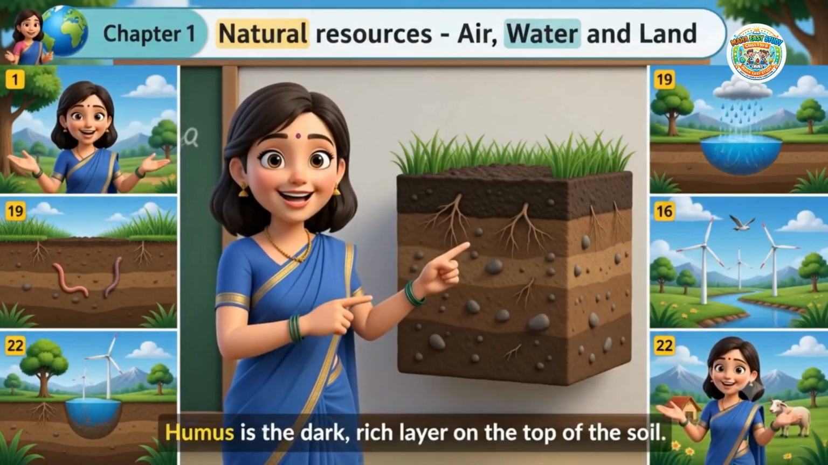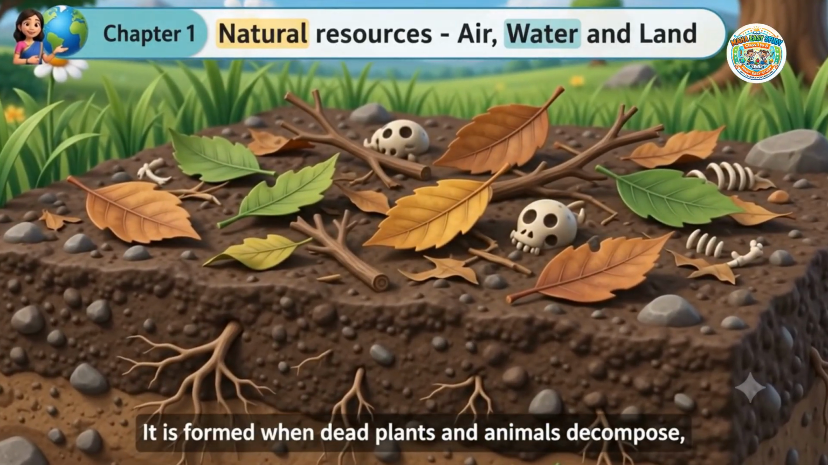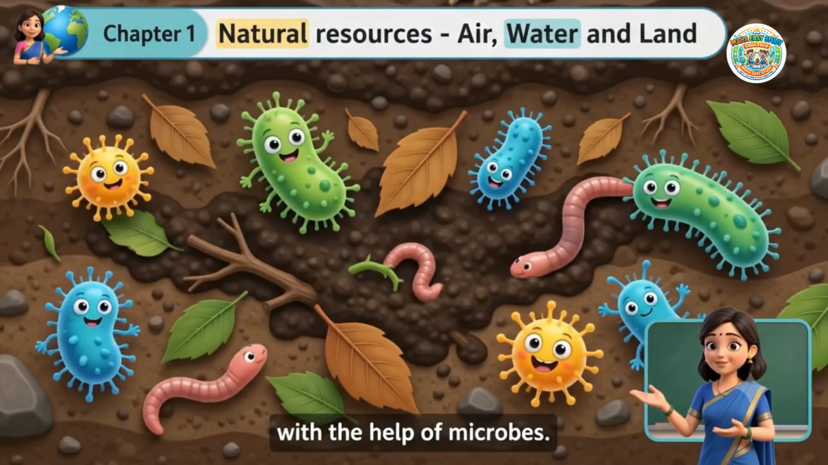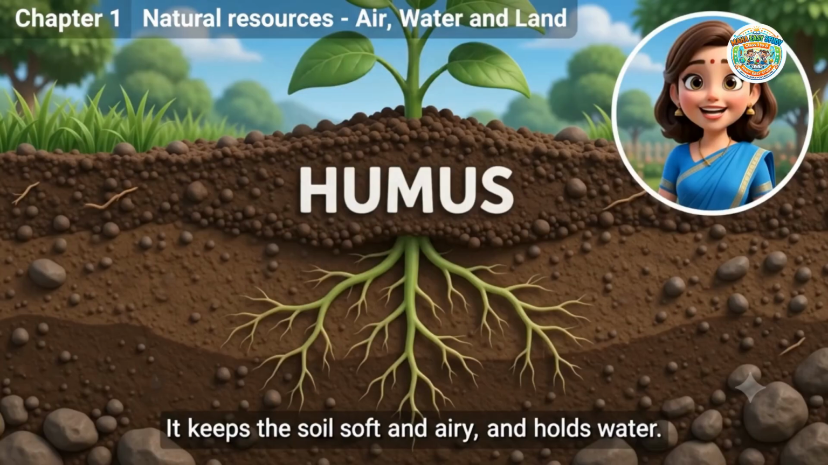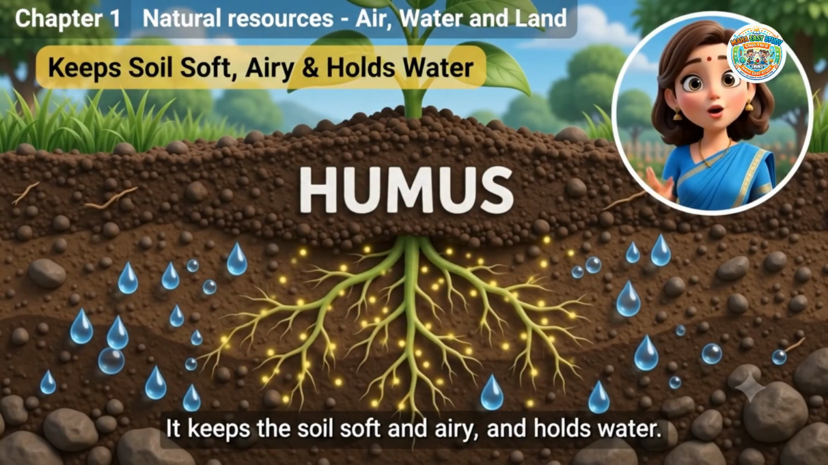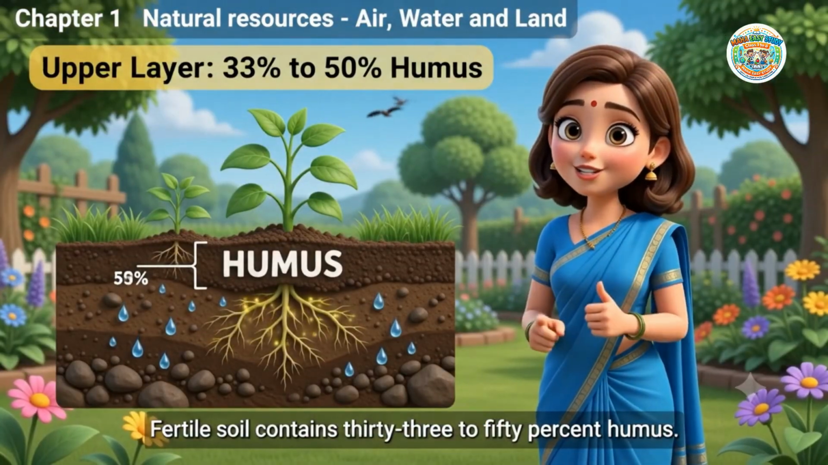Humus is the dark layer on the top of the soil. It is formed when dead plants and animals decompose with the help of microbes. Humus gives nutrients to plants. It keeps the soil soft and airy and holds water. This makes the soil fertile.